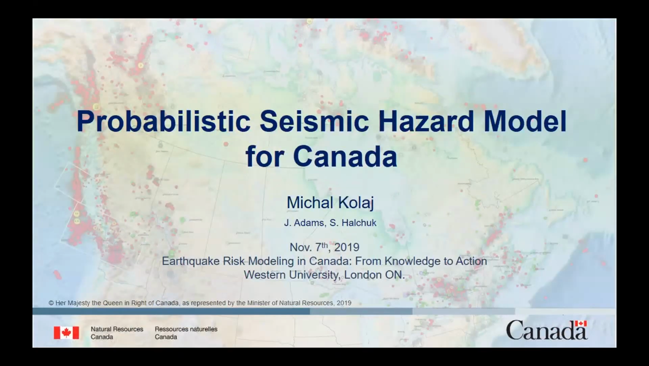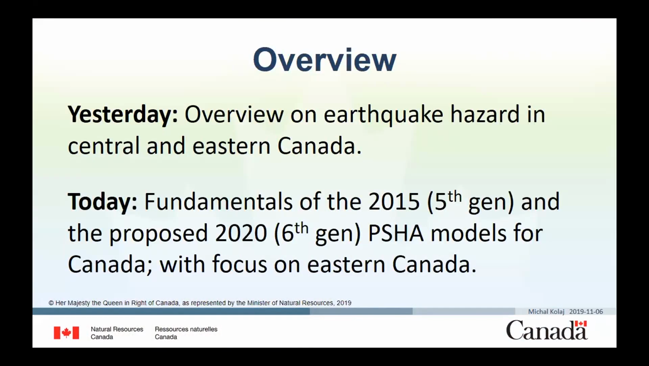So we'll get started. I'll give an overview of three, okay, maybe I'll just go to the next slide. Yesterday we talked about what some of the explanations are for earthquake hazard in central and eastern Canada and how we try to incorporate some of this information into our seismic hazard model. Today we're going to talk a little bit about what the elements of a probabilistic seismic hazard assessment or analysis are. What does the 2015 fifth generation model look like?